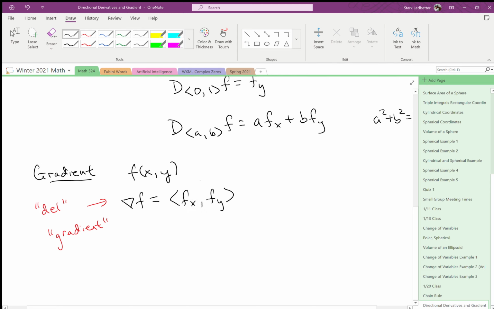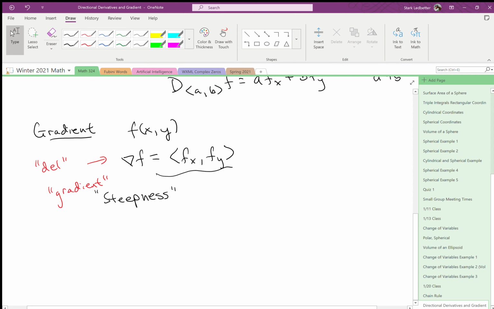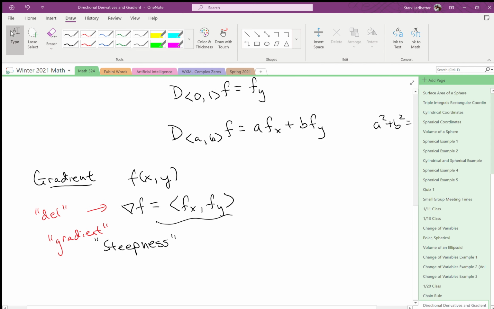And if you don't plug in a point, then those are still functions probably of x and y. Okay, and what the gradient tells you, just like colloquially, if we talk about climbing a mountain, the gradient might tell us about the steepness of the mountain. This is exactly what it tells you about the surface z equals f of x y. This is the steepness of the surface.